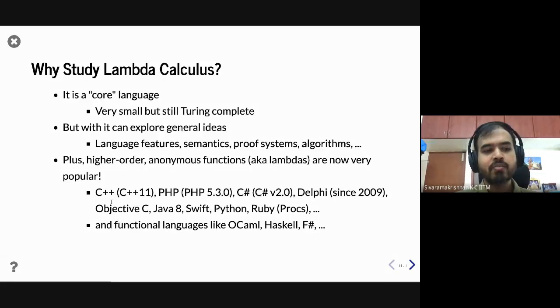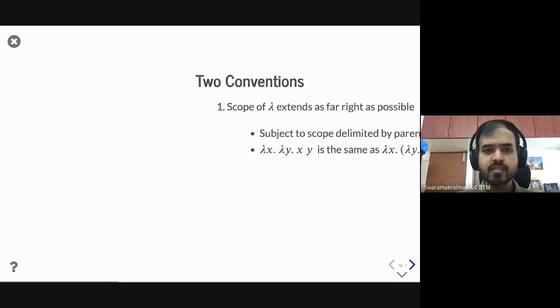And from a pragmatic standpoint, all of these languages which are considered mainstream, C++, PHP, C#, and Java, and everything else now has lambdas, right? Hence, studying Lambda Calculus gives you an edge, an upper hand. You know where the term lambdas come from, and you actually understand what lambdas are. They also form the basis of functional languages like OCaml, Haskell, and F#. So that is enough reasons to study Lambda Calculus.